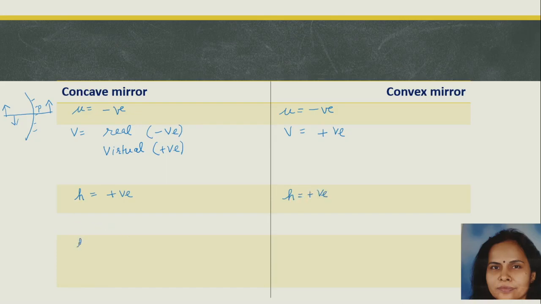Now, what about H dash, which is your height of the image? Let me write it for you. Height of image, right? Now, if the image formed is real, then it will definitely be inverted as well. And the inverted image, you can see here in the diagram, this is your inverted image. So an inverted image means below the principal axis, so it will be negative here, right? And if it is virtual, then it will be erect also.